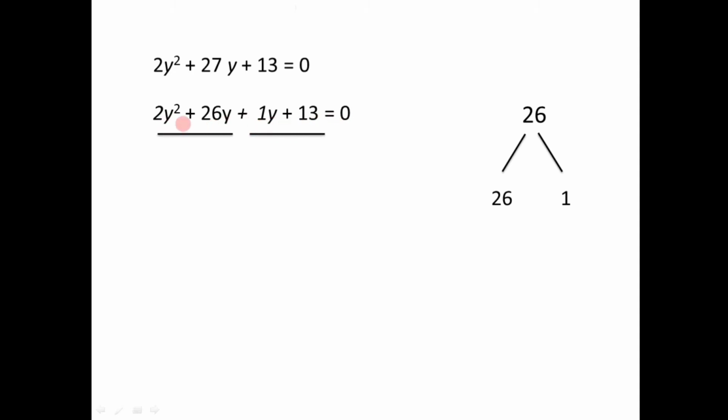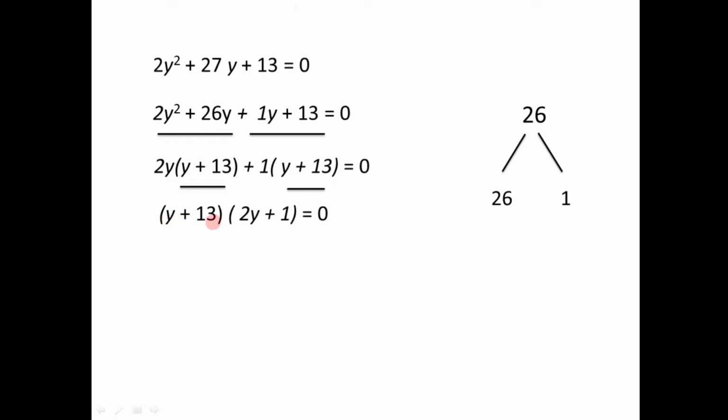We make here two groups. The first group will have 2y square plus 26y, and in the second one we have 1y plus 13. From first group we can take 2y as common, so in bracket we have y plus 13, plus, in the second group nothing is common, so only we can take 1 as a common, just to have in bracket y plus 13. So here again we have y plus 13 common, so it should be taken in first bracket y plus 13, and in second bracket we would have 2y plus 1, that is equal to 0. Now as product of these two is 0, that means either one of them must be 0. Either y plus 13 is equal to 0 or 2y plus 1 is equal to 0.